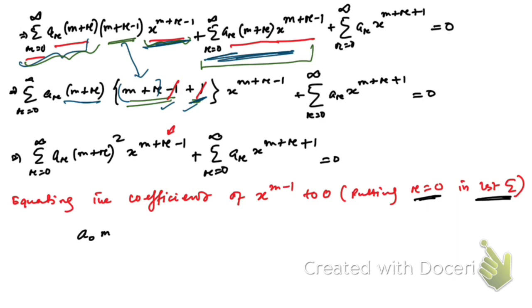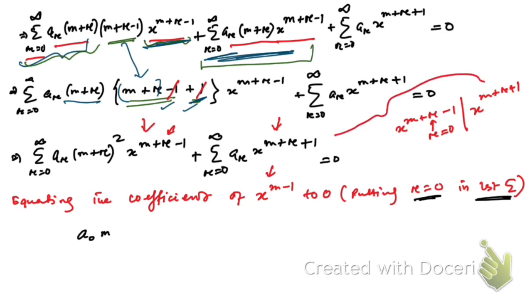Actually the powers on x should be equal, but here you can see, in order to make the powers on x equal, in the first summation we have x to the power m plus r minus 1, in the second summation we have x to the power m plus r plus 1. As we are equating the coefficient of x to the power m minus 1, we have to put here r is equal to 0 in order to get x to the power m minus 1. And sorry, here we had plus 1, right? In the second summation we have got this, right?